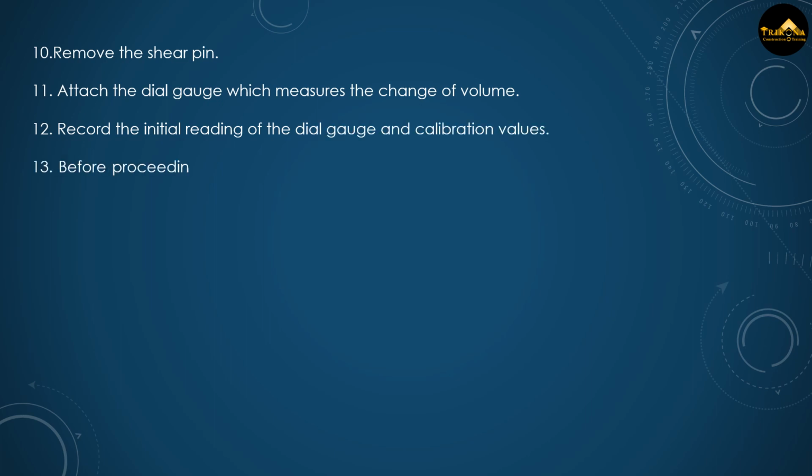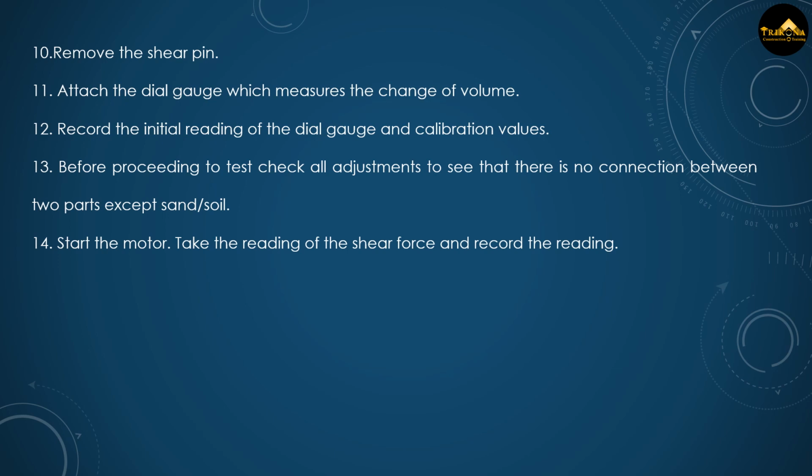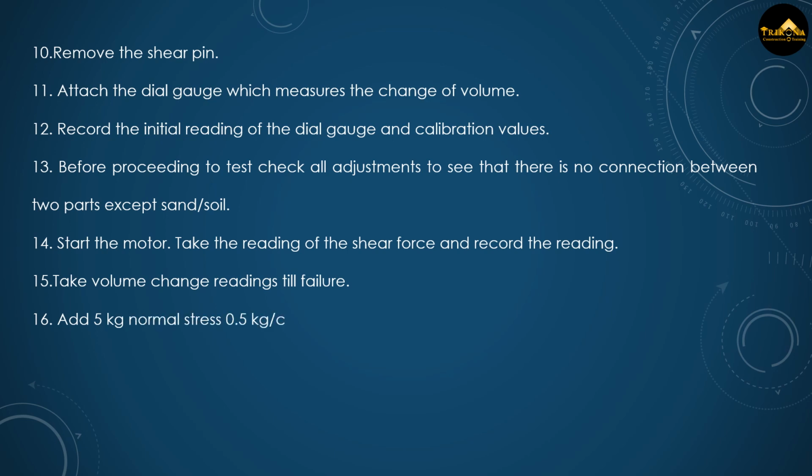Before proceeding to test, check all adjustments to see that there is no connection between two parts except sand/soil. Start the motor. Take the reading of the shear force and record the reading. Take volume change readings till failure. Add 5 kg normal stress, 0.5 kg per square centimeter, and continue the experiment till failure. Record carefully all the readings.